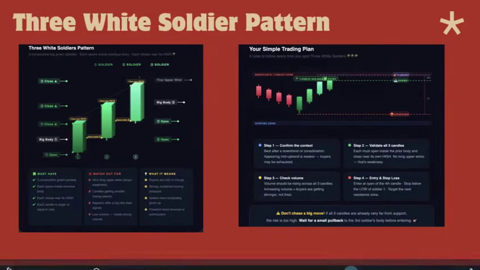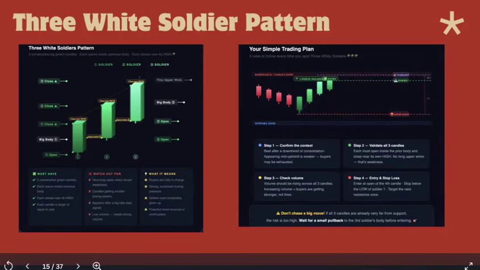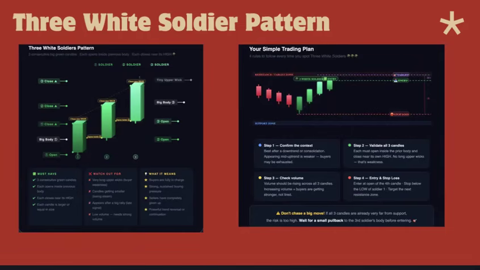Four-step trading plan. So it is best after the downtrend at support. Validate all the three candles. Each must open inside the prior body and close near its own high. No long upper wick, no shrinking bodies. All three must be strong and clean.